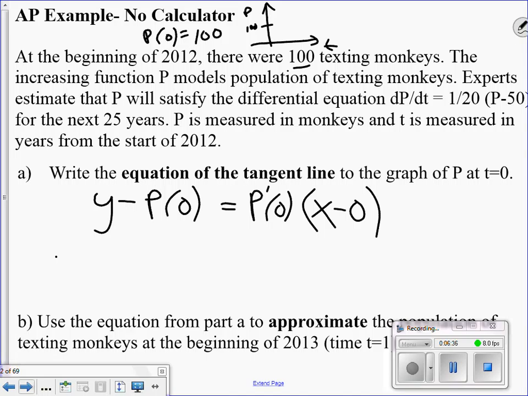Okay, let's see. So we're going to have to get these two values, the population at time 0, and the derivative of the population at time 0. Well, how about the population at time 0? It's 100, right?